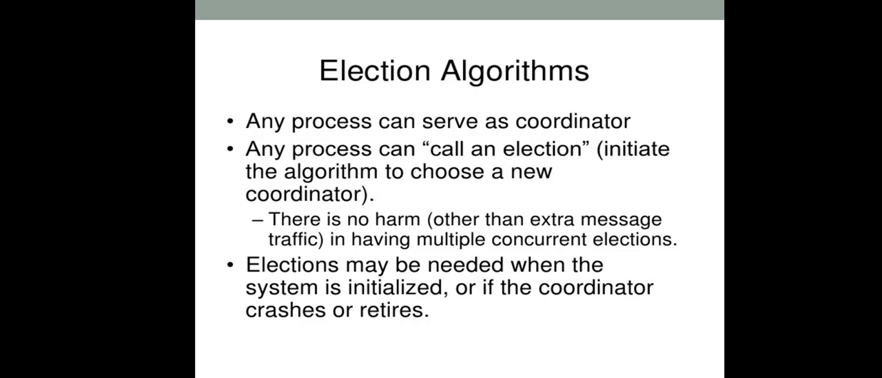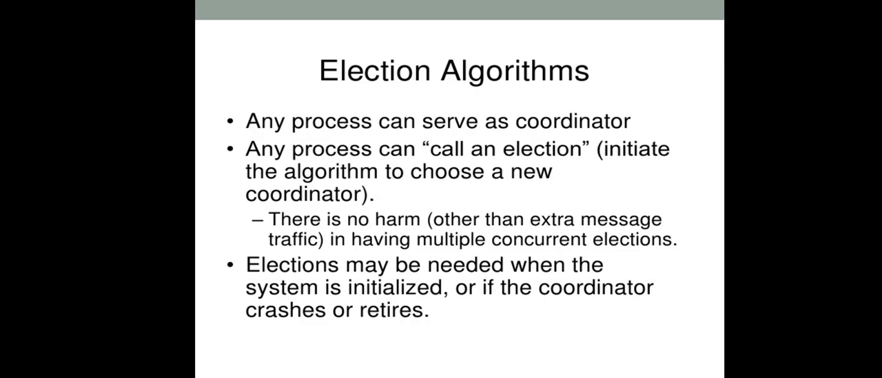So, any process can execute the election algorithm, can initiate the election algorithm to determine the coordinator, to determine the next coordinator process, since the current one is not working. Now, it may so happen that simultaneously more than one process may have initiated the election algorithm because all of them did not get the response from the coordinator.